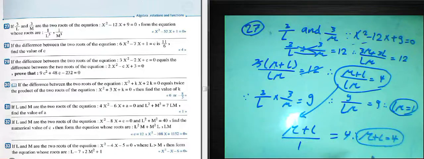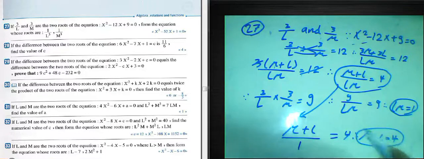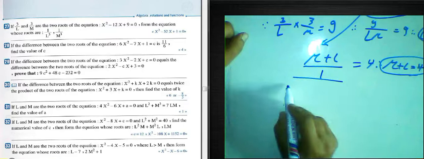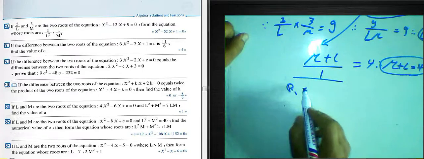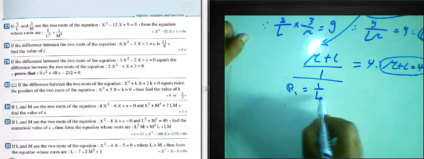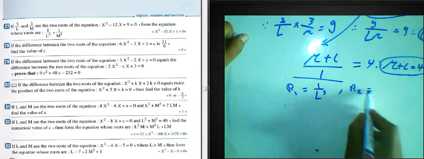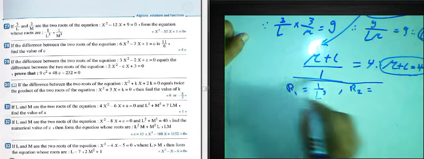Okay, we have L times M and M plus L, and we want to find the new equation with the new two roots. The first root will be 1 over L power 3, and the second root.